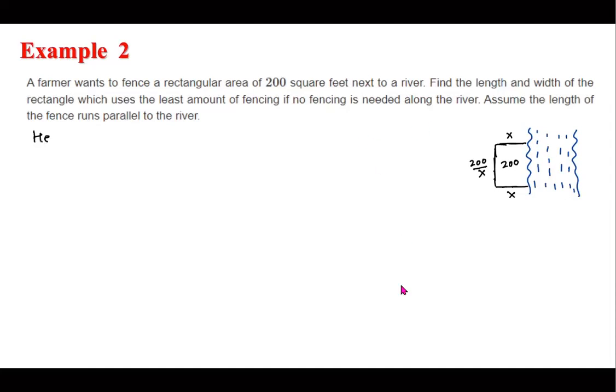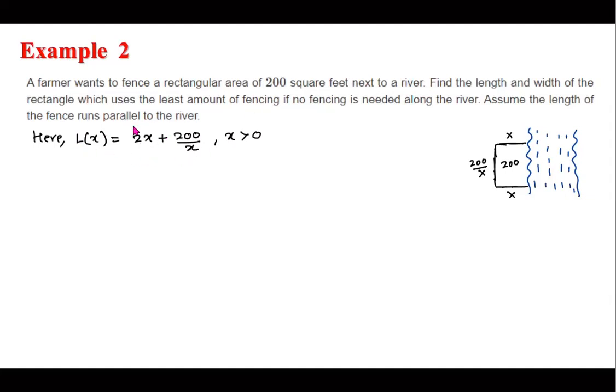So here, the total length of the fence, I can write in terms of X, is equal to: this side we have X, this side we have X, 2X plus this quantity. So it is 2X plus 200 over X. And remember that here the value of X is positive. X cannot be negative or 0 because it is the length. So X is positive. Now we want to find the least amount of fencing material.